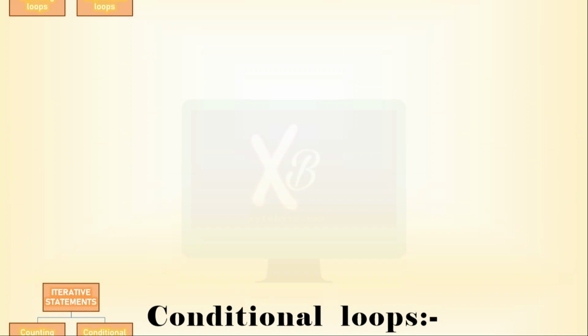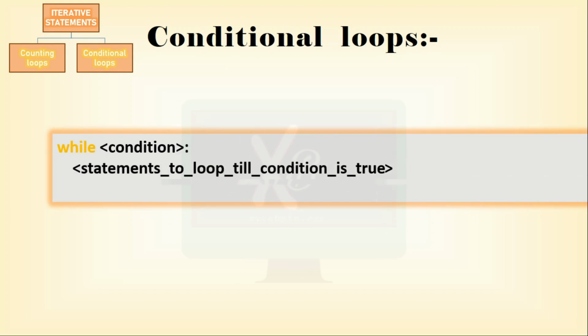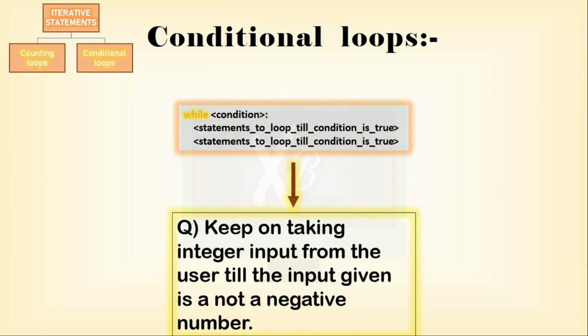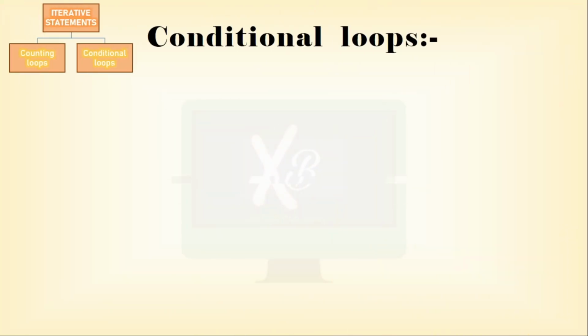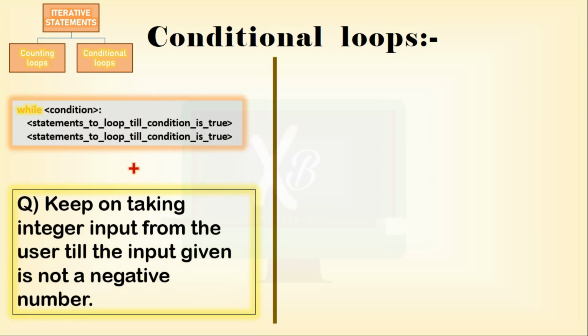But before that, we need to see the syntax of conditional loops. That is something like this: while condition, and then we have this colon to create an indent, and then statements to loop till the condition is true. We have seen this syntax earlier when we were learning about conditional statements. Now let's go to the question. What we have to do is change that statement, keep on taking integer input from the user till the input given is not a negative number, into this syntax. So let's see, if I combine both, what are we going to get?